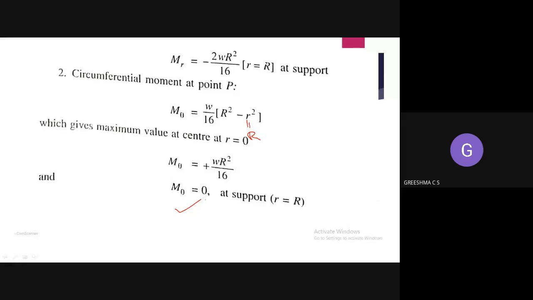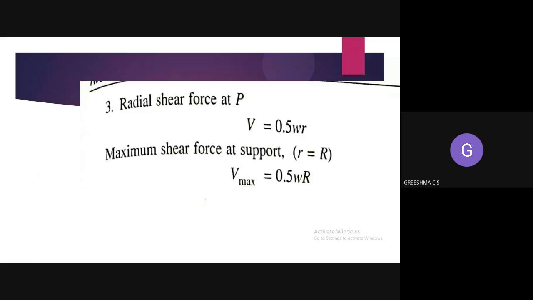Now you have to consider shear force also. Same equations, radial shear force. Shear force is equal to 1 by 2 WR. Maximum shear force will always be at the support, there is no doubt about it. So at the support, small r will be equal to big R, that is 1 by 2 WR or 0.5 WR.